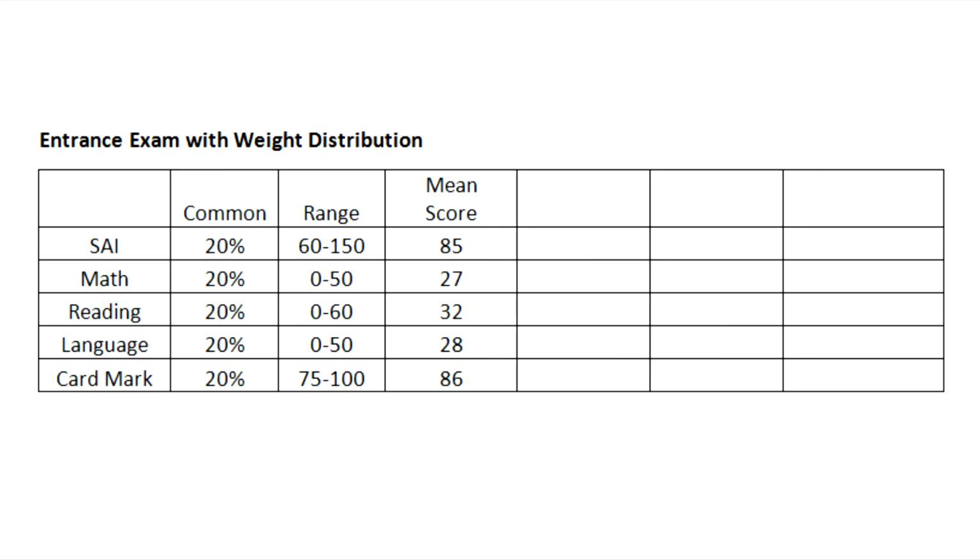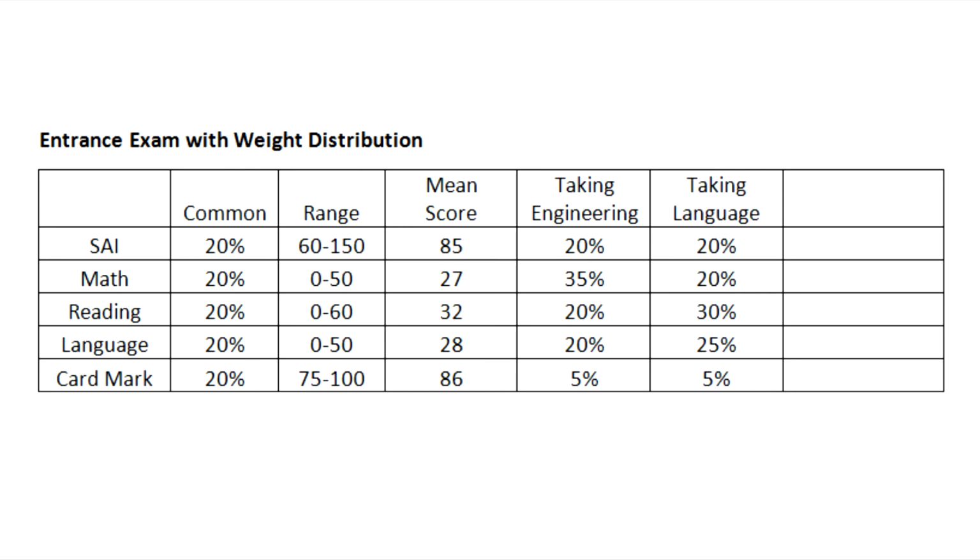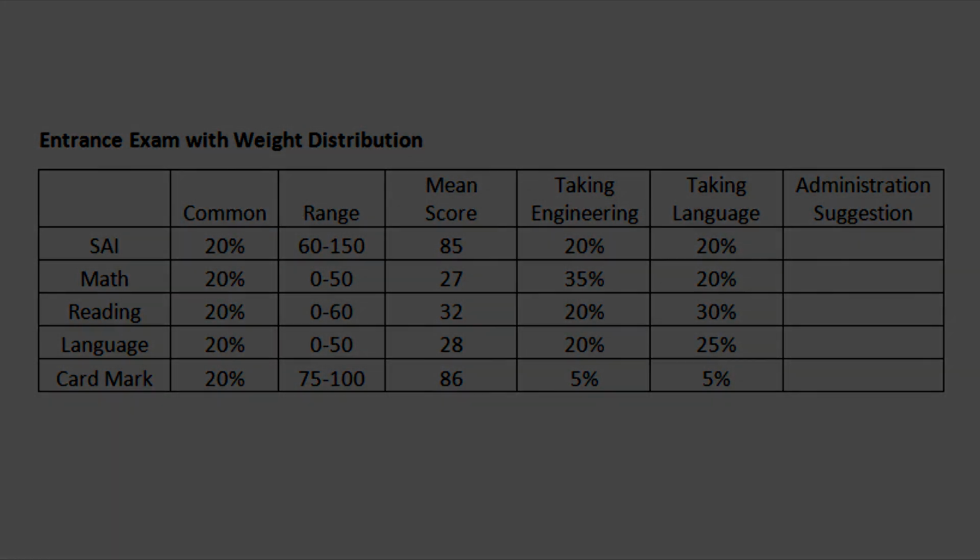For a better suggestion, maybe the administration should increase the percentage of the math exam for examinees who will take a course requiring higher numerical skills, or increase the percentage of language and reading for examinees who will take a course requiring better language and comprehension skills. This is to ensure reliability in admitting student applicants. What do you think?